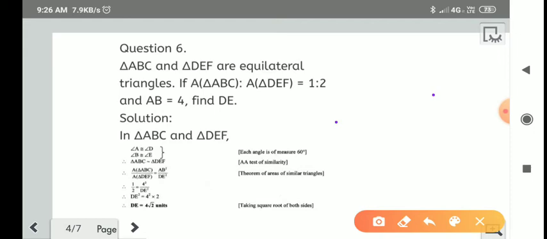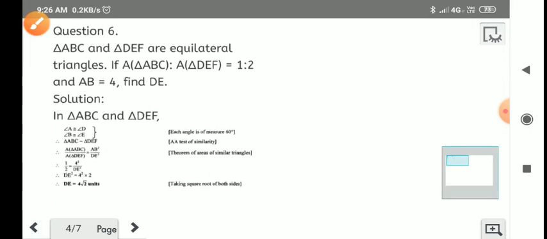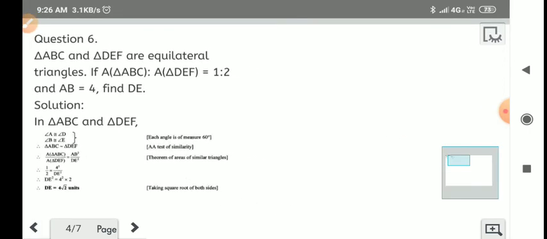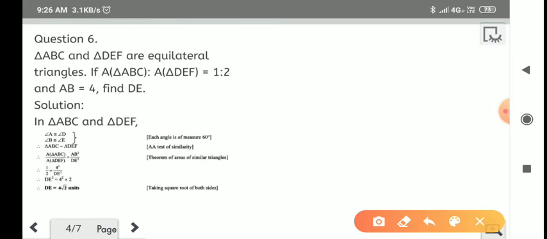Now see, triangle ABC and triangle DEF are equilateral triangles. Okay. Two triangles are equilateral. Now see what is meant by an equilateral triangle.